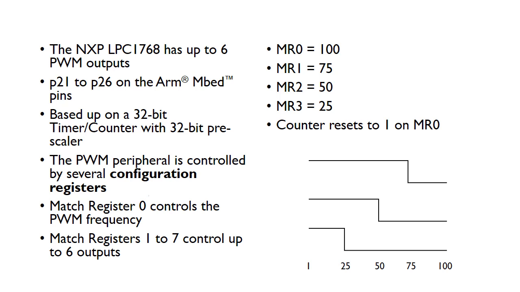We've got a register called match register 0. This controls the PWM frequency. For example, this is just showing one period here. In this example, we've set match register 0 to 100. So this timer or counter that controls the PWM is going to count up to 100, and then when it gets to 100, it'll reset and define the start of a new period and so on. So match register 0 is essentially the value where it starts a new period.